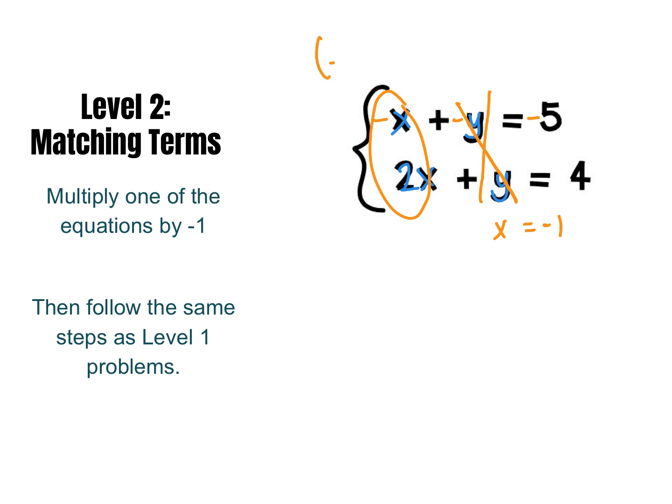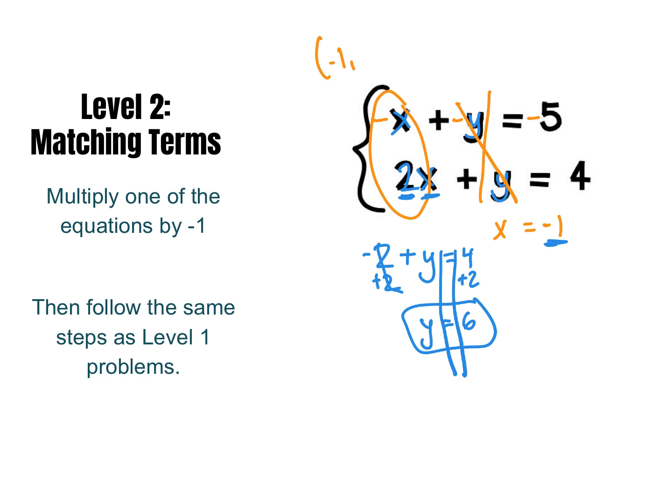So x is -1. My y, then, I'm going to plug my -1 in. I'll do it to the bottom one again just so that things aren't so confusing. So I'm going to do this in my head. I know it's 2 times x, and if x is -1, 2 times -1 is -2. See how I just multiplied that in my head before I wrote it down? And then plus y equals 4. So I'm going to add 2 to both sides, and y equals 6. Okay, and my solution is -1, 6.